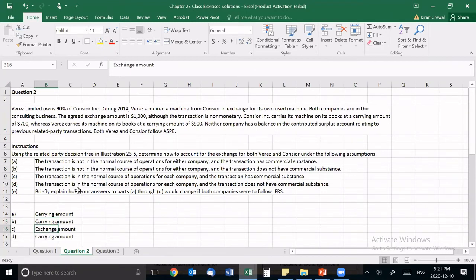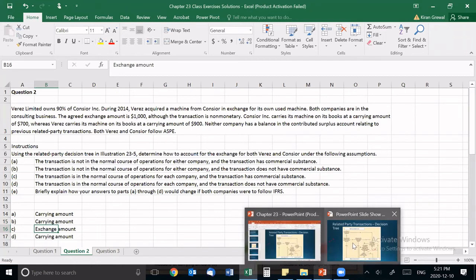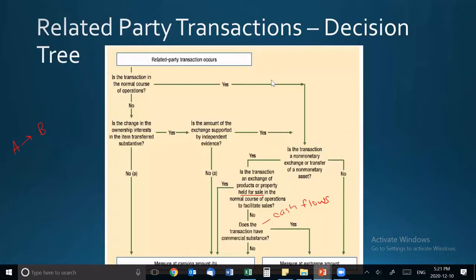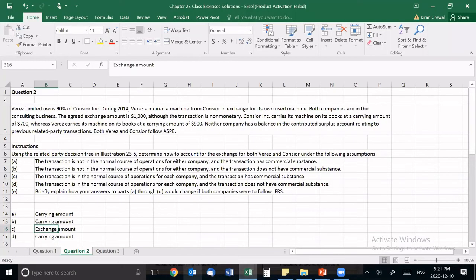Part D, the transaction is in the normal course of operations and the transaction does not have commercial substance. So one more time: yes, normal course of operations. We already know that yes, it's non-monetary. No, it wasn't held for sale. No, it does not have commercial substance. That means we measure at the carrying amount. So A, B, and D, carrying amount; only C made it to the exchange amount.